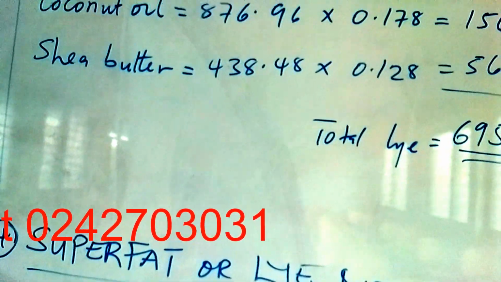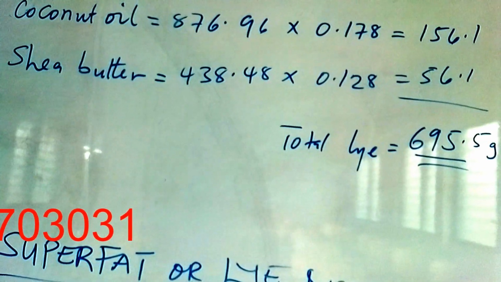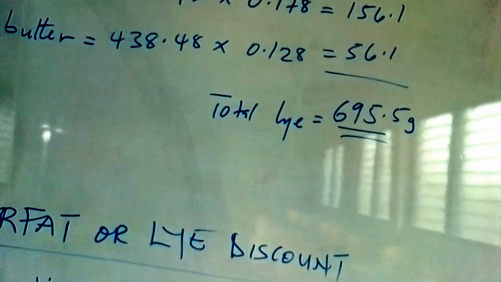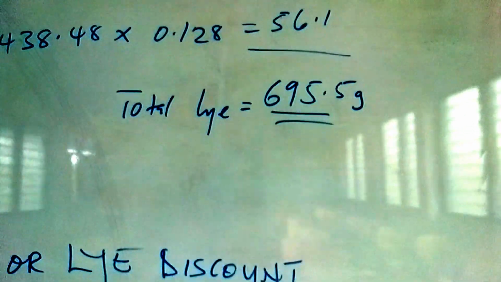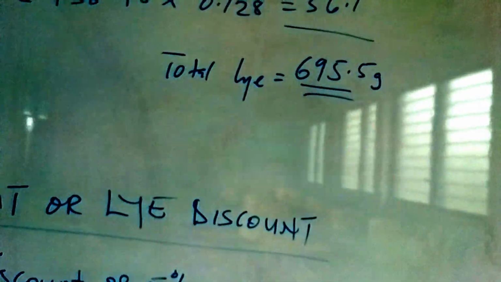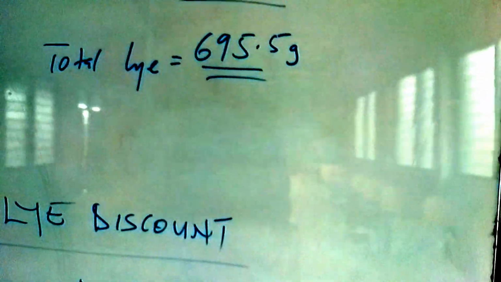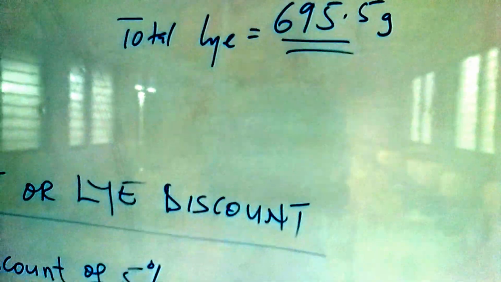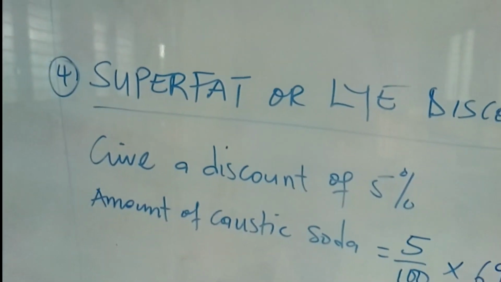Shea butter also gave us 438.48, and multiply by its sub value, which is 0.128. So 0.128 will give us 56.1. So you find the total quantity of lye or caustic soda that we need for our production, and that will give us 695.5 grams.